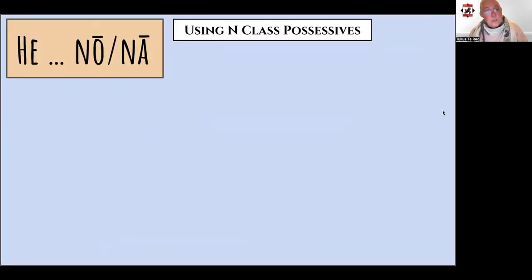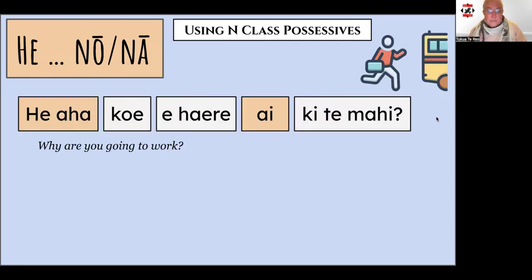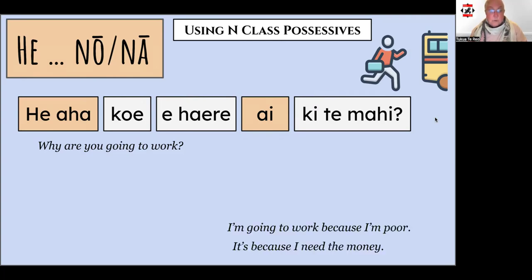Next up is the structure using he and no or nā, using N-class possessives. I'll start off by asking the pātai in the same way as he aha ai. He aha koe I haere ai ki te mahi. Why are you going to work? And here's the answer, which is where we use our N-class possessive pronoun. I'm going to say, I'm going to work because I'm poor, or it's because I need the money.